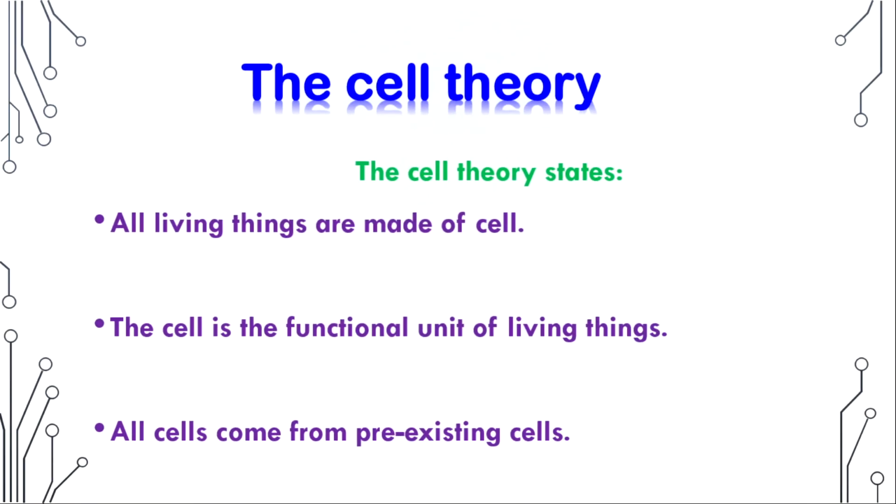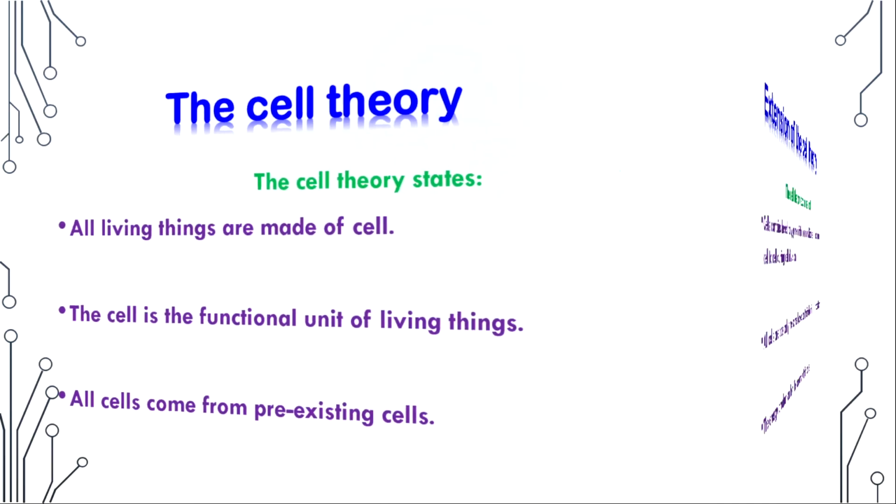Now let us look at the cell theory. The cell theory states three main things. One is that all living things are made up of cells. Two, the cell is the functional unit of living things. Three, all cells come from pre-existing cells, which means there's no cell that exists that didn't come from a previous cell. All cells come from other cells. Very important to remember that one.